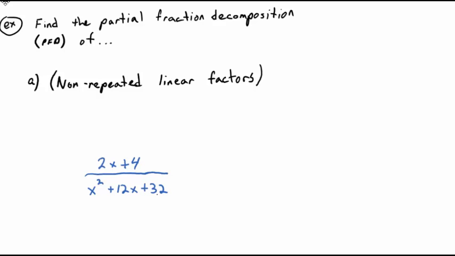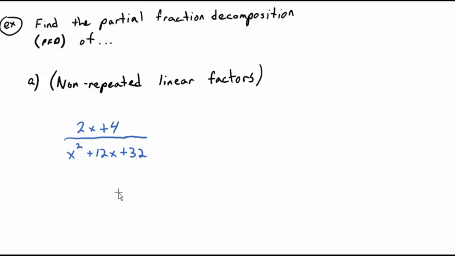There are many situations, and I'll make a summary of this later on, so don't try to write down everything I do. Just write down what's important to this particular problem. But we want to look at several situations. In this first situation, we're going to look at a denominator that has non-repeated linear factors. In other words, you won't have an exponent of 2 or 3 or 4 on any of the factors. So here we go. We have 2x plus 4 over x squared plus 12x plus 32.